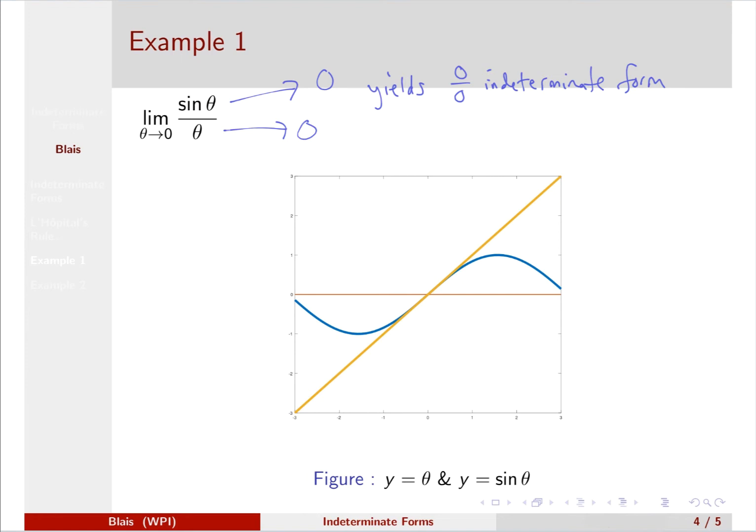But this direct evaluation yields that 0 over 0 indeterminate form, and so we can use L'Hopital's rule to say this is the limit as theta goes to 0 of the derivative of sine of theta with respect to theta, cosine theta. The derivative of theta with respect to theta is 1. And of course we know, if we look at the graph of cosine theta, we know the limit as theta goes to 0 of cosine theta is 1.